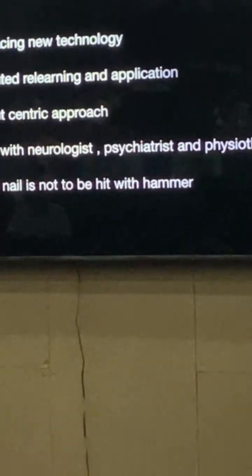So from bedside to bedside, this is the philosophy which I personally follow, and the paradigm shift has happened. Breaking the new technology, we have to move forward, and every nail is not to be hit with the hammer, so every case is not for surgery. First trial of conservative management, physiotherapy should be given.